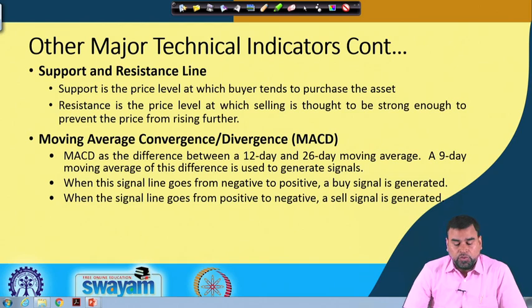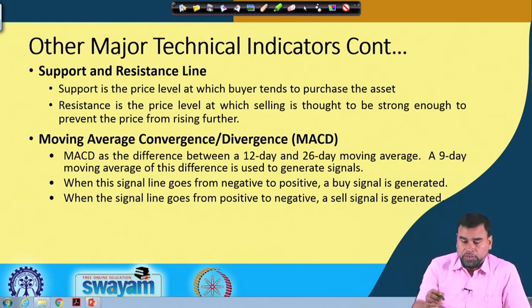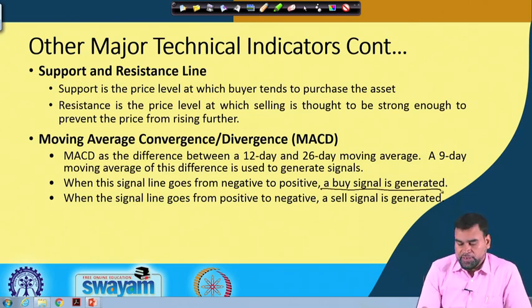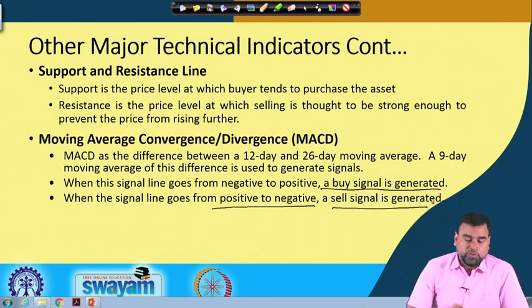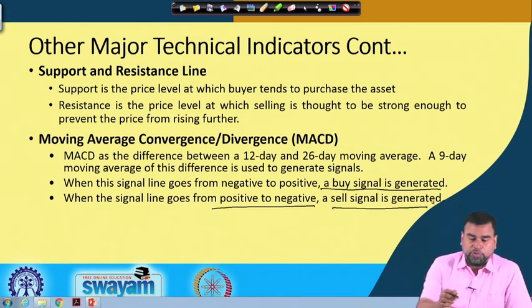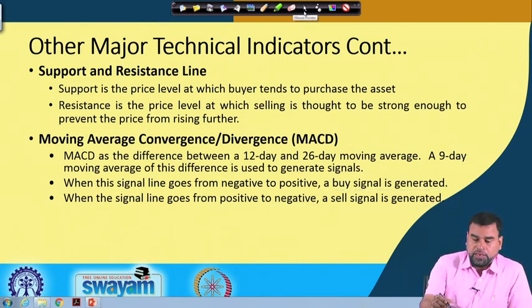When the signal line goes from negative to positive, a buy signal is generated, and when the signal line goes from positive to negative, a sell signal is generated. So, this is quite popular. The MACD is quite popular among technical analysts. They always use it in the market whenever they go for investing. So, that is another indicator which is very popular among technical analysts.